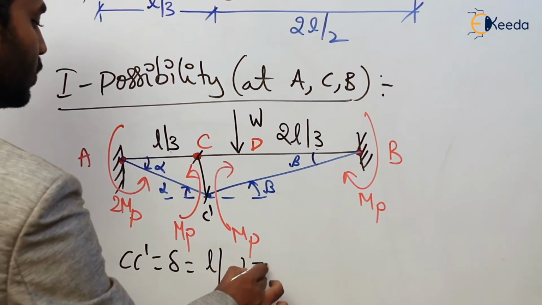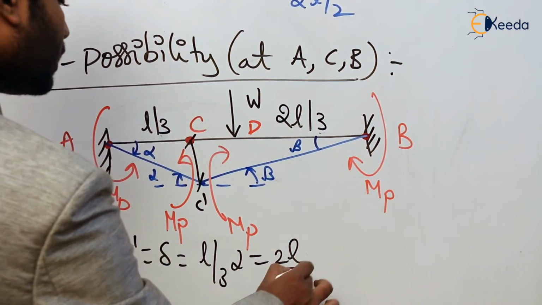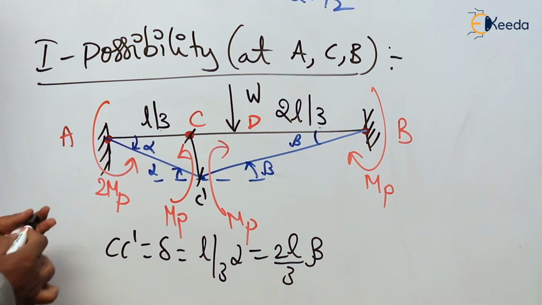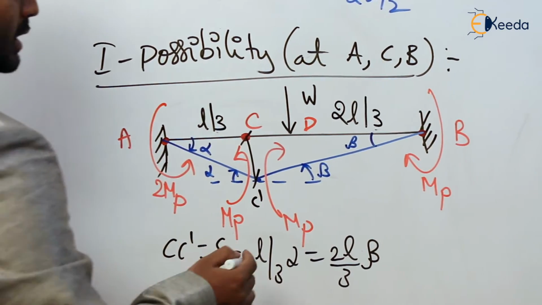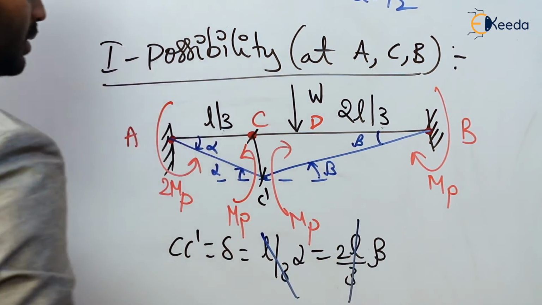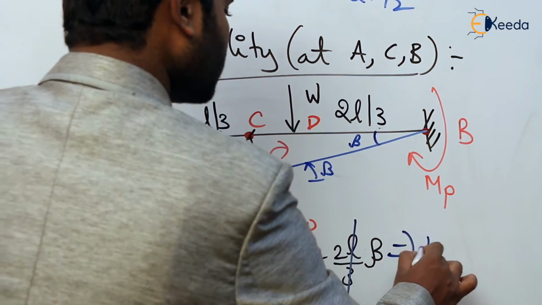So L by 3 alpha is equal to 2L by 3 beta. Now we are going to get the relation between alpha and beta. We can cancel L by 3 and L by 3. Upon cancelling, we are going to get alpha is equal to 2 beta.